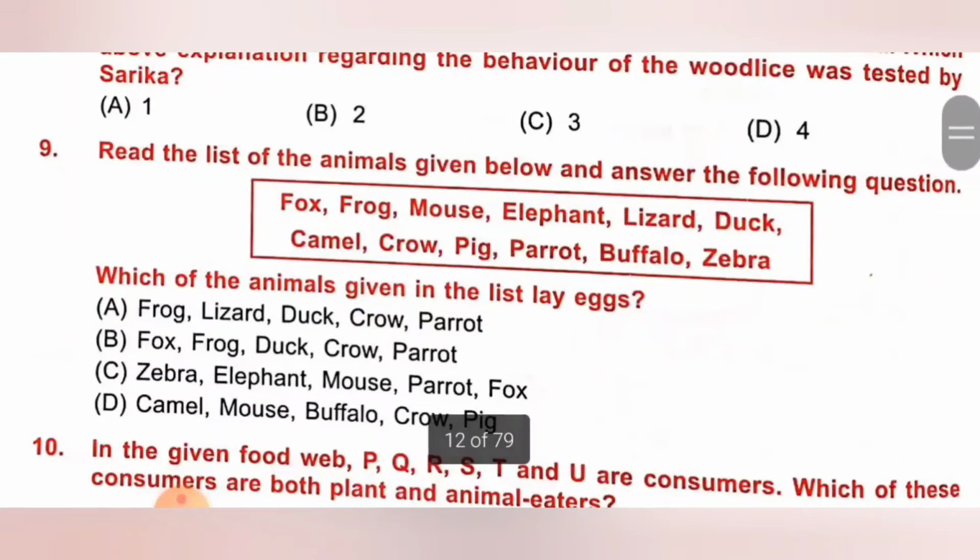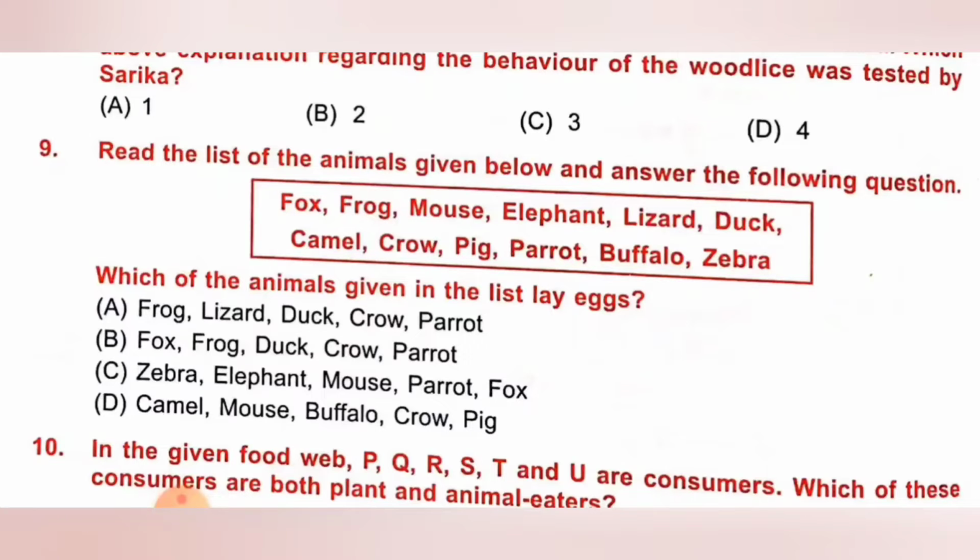Ninth one. Read the list of animals given below and answer the following questions. Fox, frog, mouse, elephant, lizard, duck, camel, crow, pig, parrot, buffalo, zebra. Which of the animals given in the list lay eggs? Option A, frog, lizard, duck, crow, parrot. B, fox, frog, duck, crow, parrot.